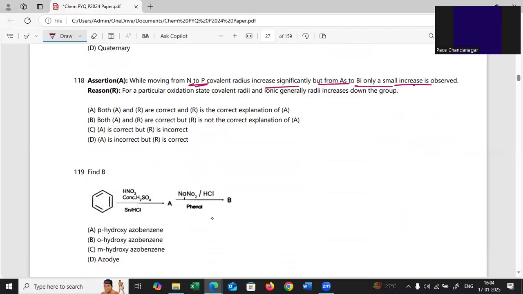What is the reason said here? For a particular oxidation state, covalent radii and ionic radii generally increase down the group, they say. The reason is correct, but it is not the correct explanation. What is the correct explanation? The correct explanation is the poor shielding effect, not this.